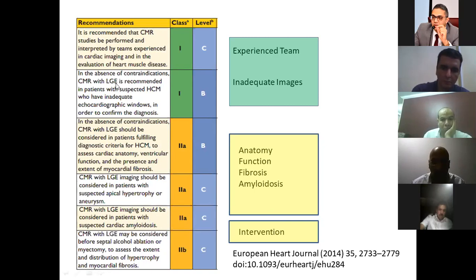So these guidelines summarize the role of cardiac MRI in this disease: if there are inadequate images by echo, to assess or give more data about the anatomy, the function, the fibrosis, and ruling out other causes of hypertrophic cardiomyopathy, and for preparation of intervention in this disease.